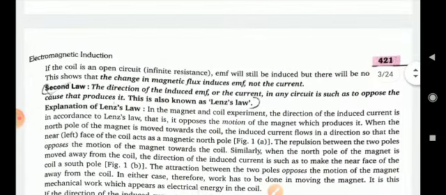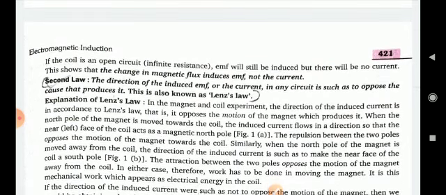According to this, in the magnet and coil experiment, the direction of the induced current is in accordance with Lenz's law, that is, it opposes the motion of the magnet which produces it. When the north pole of the magnet moves toward the coil, the induced current flows in the direction so that the near left face of the coil acts as a magnetic north pole. The repulsion between the two poles opposes the motion of the magnet towards the coil.